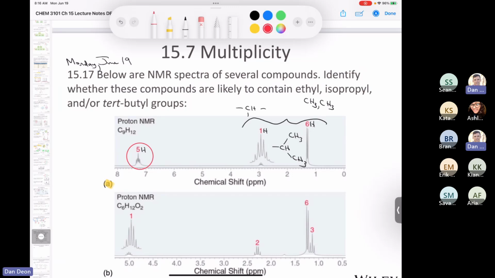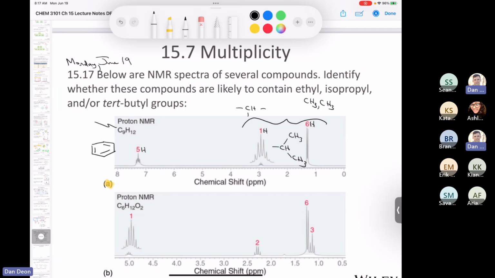Yeah, it's going to be an aryl group, right? So that means you've got an aromatic ring. Thanks, Sean. Absolutely. It means you've got an aromatic ring. So let's write that down. Okay, so we've got an aromatic ring like this.